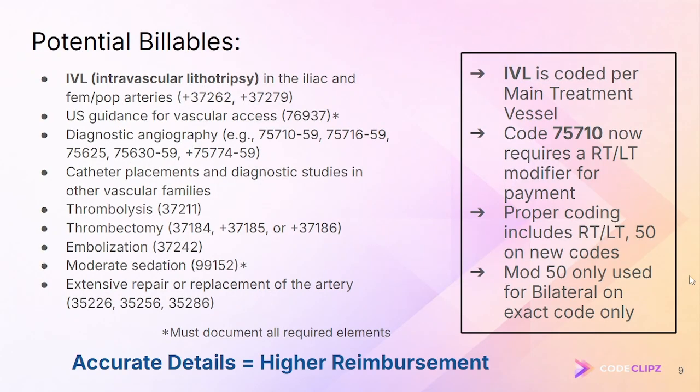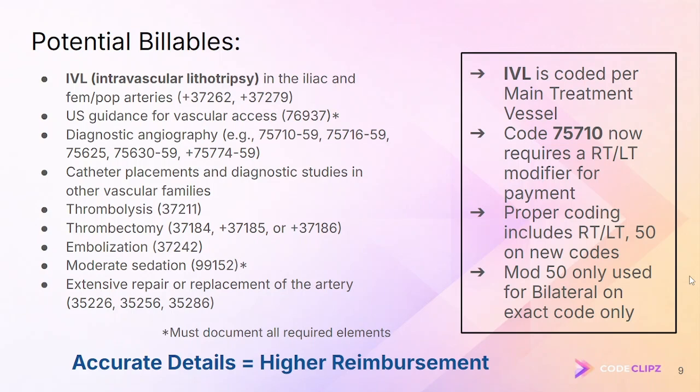So these are the potential billables. The only one that's been added is the lithotripsy, which is a huge addition for 2026. We have those 2 codes for the iliac and femoral-popliteal territories that can be added up to the maximum vessels that are allowed for that territory. And so we want to be sure to capture that per vessel. Again, a 76937 ultrasound and then moderate sedation, if they're documented completely and accurately, those can still be billed. Diagnostic angiographies before the intervention or in a different session can be billed.